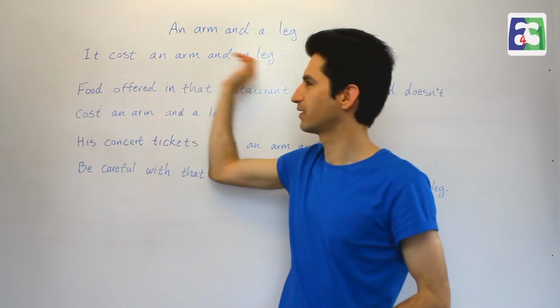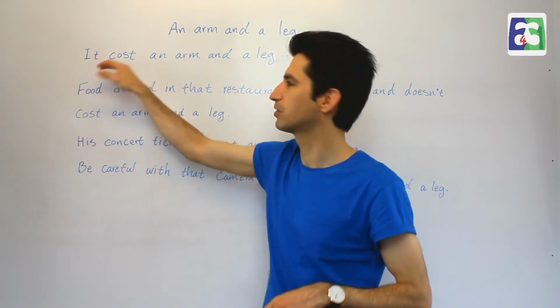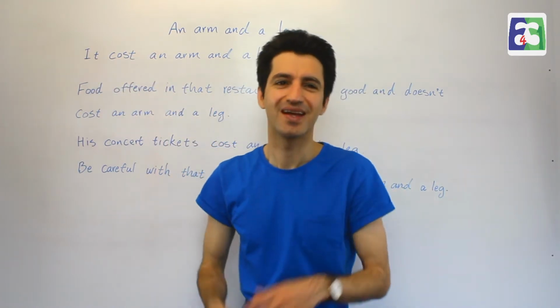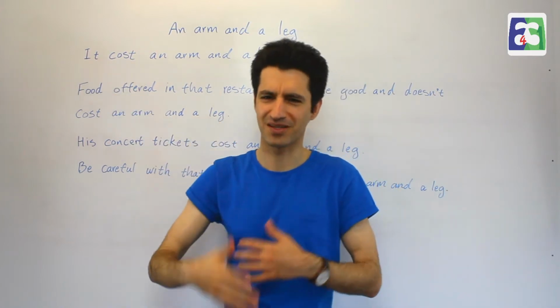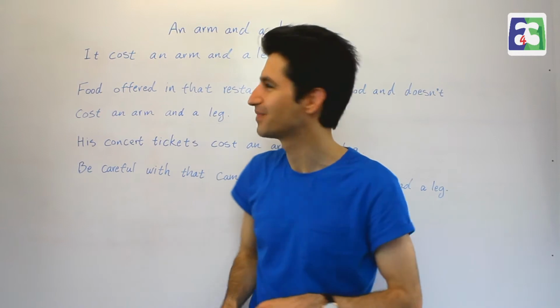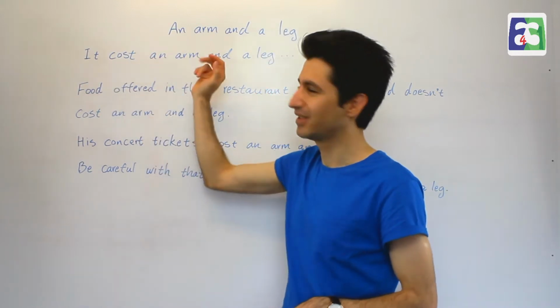It costs an arm and a leg, or in the present we say it costs an arm and a leg. Because cost is irregular, the same in present and past, we have talked about it in other videos. So let's continue with the idiom.